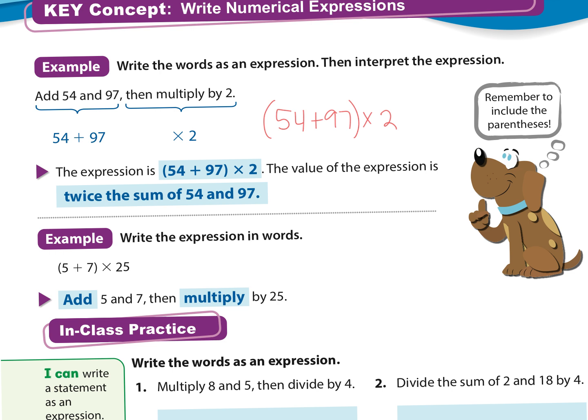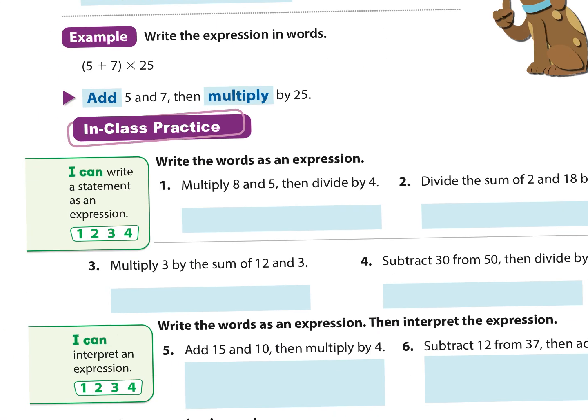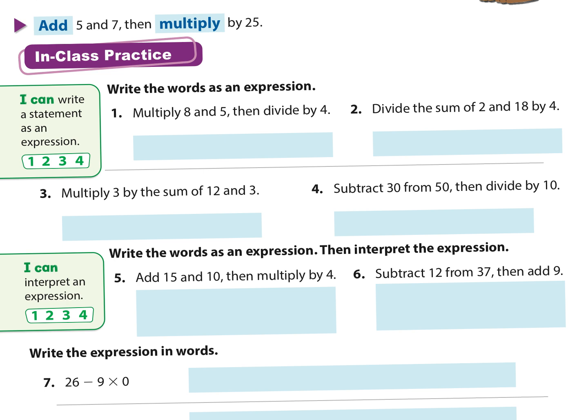It gives me the expression, and it wants me to write words to describe it. So I would describe it by saying add 5 and 7, then multiply by 25. So we're going to do a lot of practice with this so we can see how this is going to work. We're going to do all of the odds together, and I'm going to let you and your group try the evens.